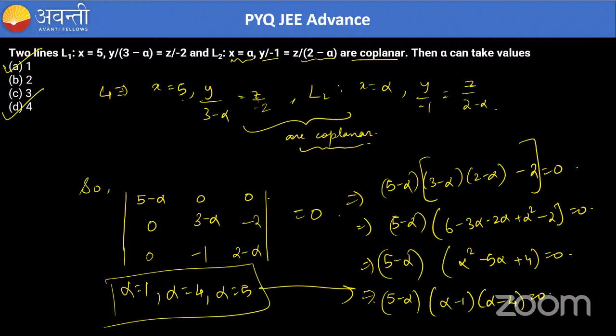So I hope you guys understood this question. In this question, you just had to know that since if three lines are coplanar, then the determinant of their direction ratios comes out to be 0, right? So here it is like the first line, it is like x minus 5 upon 0, second line, and the third line it is x minus alpha upon 0. So in this manner we have written this determinant.